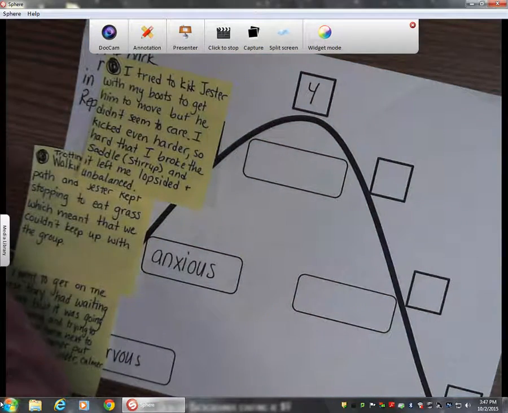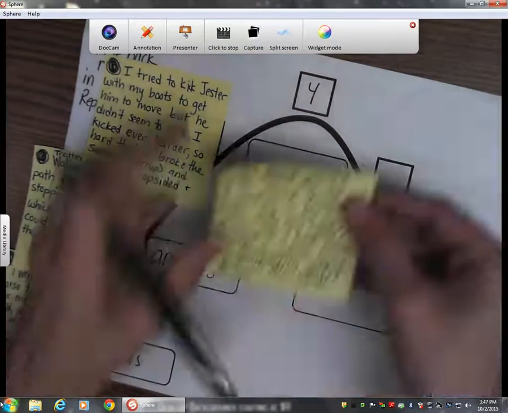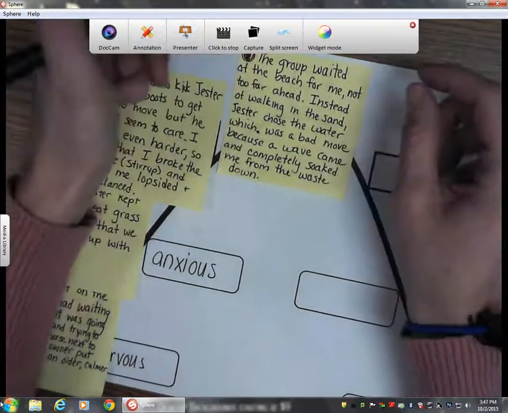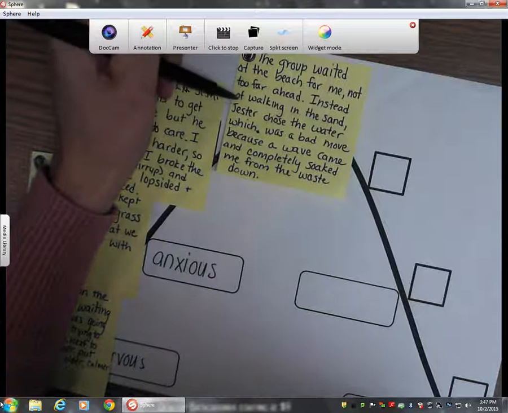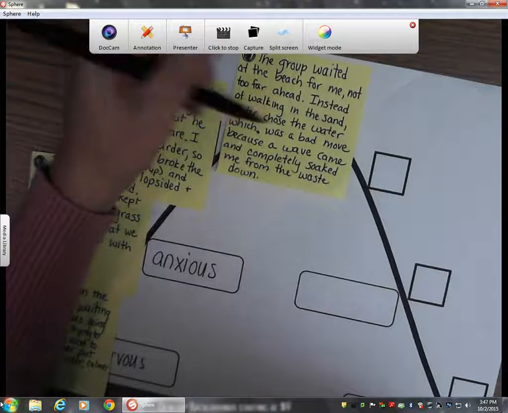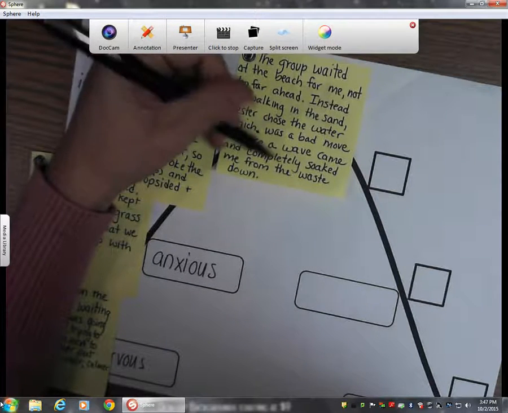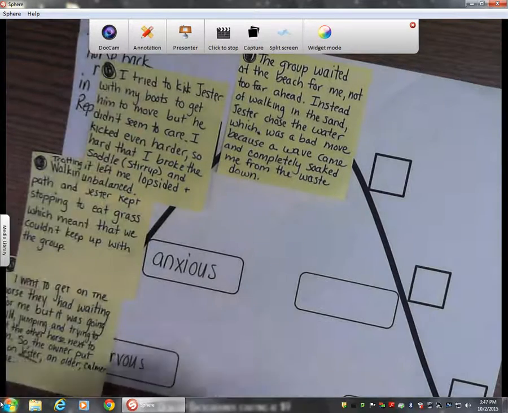My fourth event is that the group waited at the beach for me. They weren't too far ahead. Instead of walking in the sand, Jester chose the water, which was a bad move because a wave came and completely soaked me from the waist down.